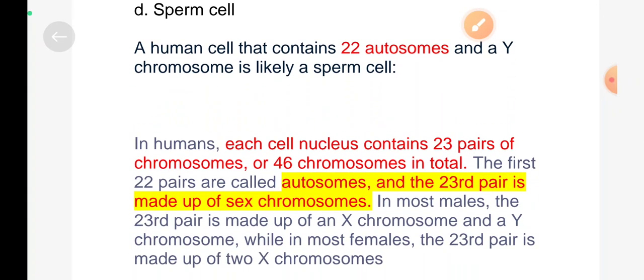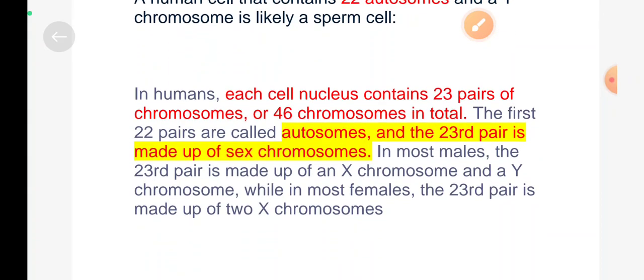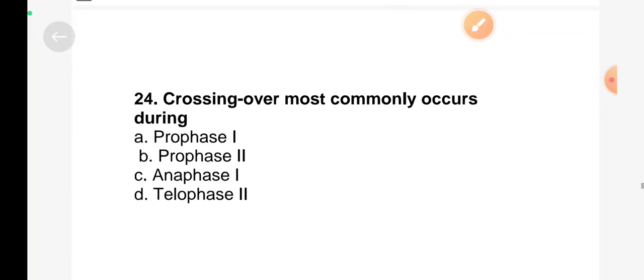In humans, each cell contains 23 pairs of chromosomes, or 46 chromosomes in total. The first 22 pairs are called autosomes and the 23rd pair is made of the sex chromosomes. In males, the 23rd pair is made of the X chromosome and Y chromosome, while in females, the 23rd pair is made up of 2 X chromosomes.